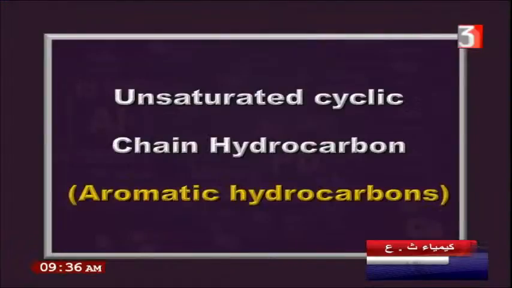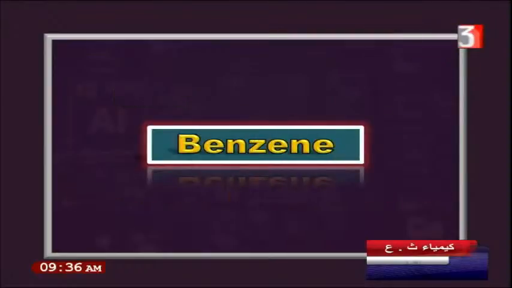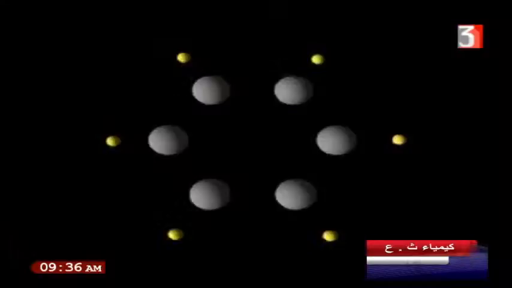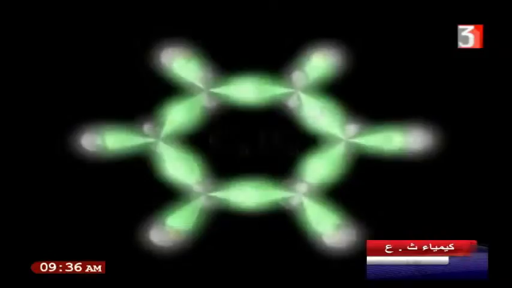Unsaturated cyclic chain hydrocarbon. Aromatic hydrocarbon. Aromatic means a special odor, as in benzene. Now, we will get a benzene, C6H6. It means it contains 6 carbon and 6 hydrogen.